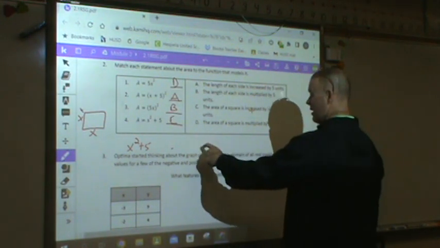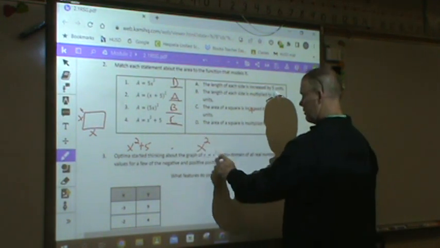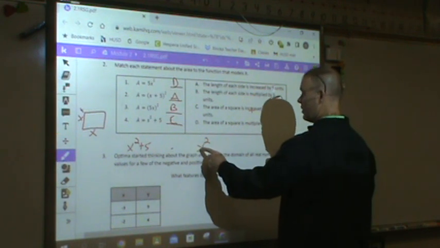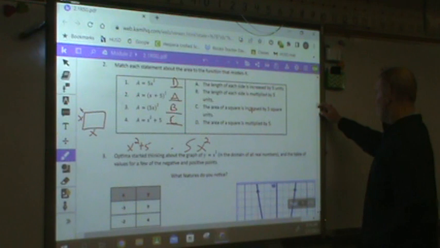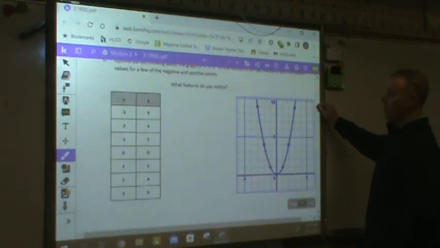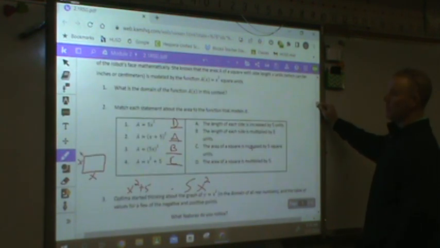The area of a square is multiplied by 5. So I'm taking the area of a square and I'm multiplying it by 5. Done. All right, number 3. What do we notice down here in number 3?